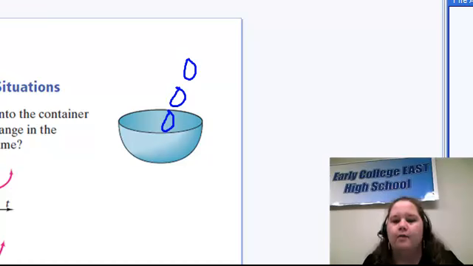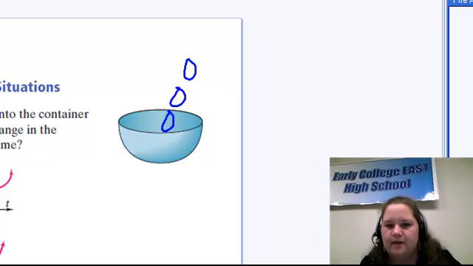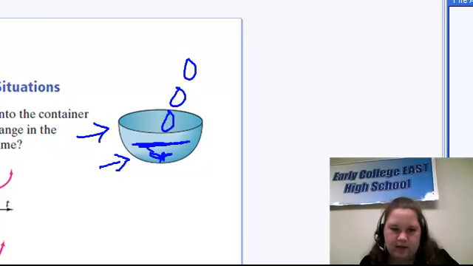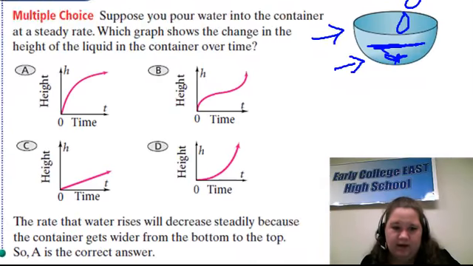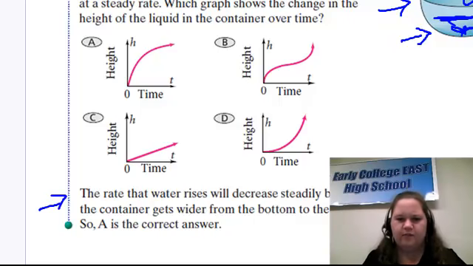There we go. Alright, I want you to notice the shape of the bowl. It's smaller here and wider up here. So it's going to get fuller faster down in this area. And then as it goes up and spreads out, it's going to get slower. So right here, it tells you that the rate at which the water rises will decrease steadily because the container gets wider from bottom to top. So A is the correct answer. Because it's really fast and then starts slowing down as it gets higher because it's spreading out. So it's not going to get as high.